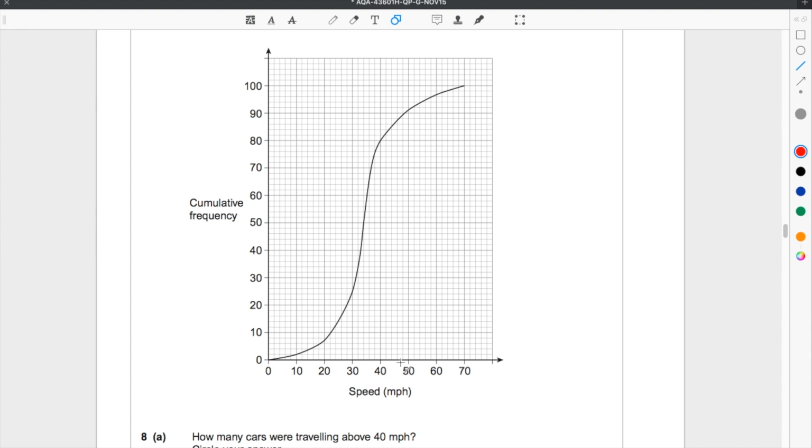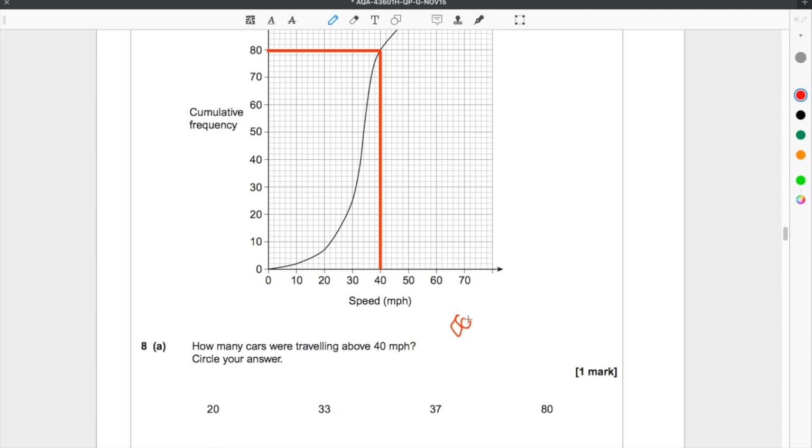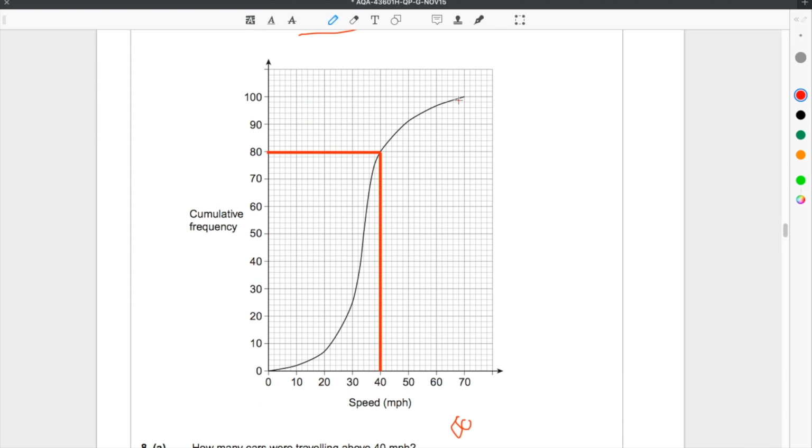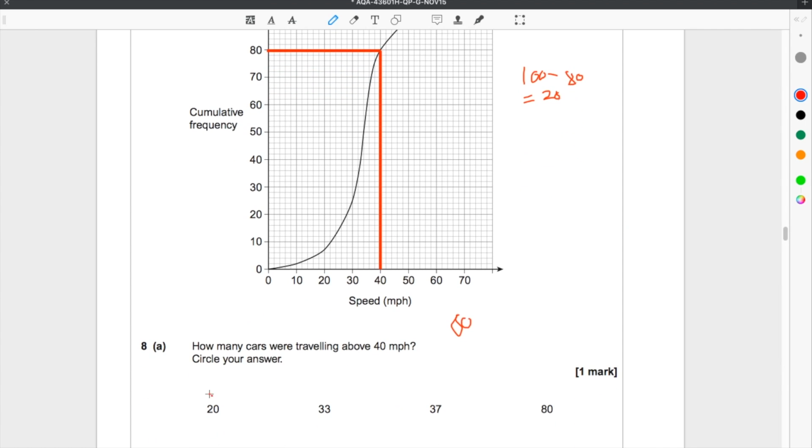So 40 miles per hour, all we do is go onto our x-axis, find 40, and draw a line up to the curve, and a line across, and read off the value here, which is 80, and we're asked how many cars are travelling above this, so we're looking at anything above 80, and the graph goes up to 100, so we do 100 minus the 80 to give us the amount above this, which is just 20, so 20 is our answer.